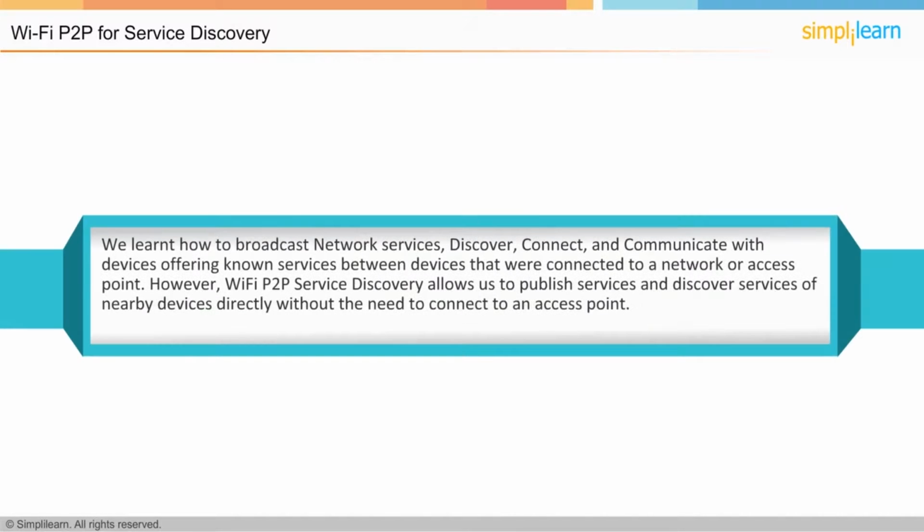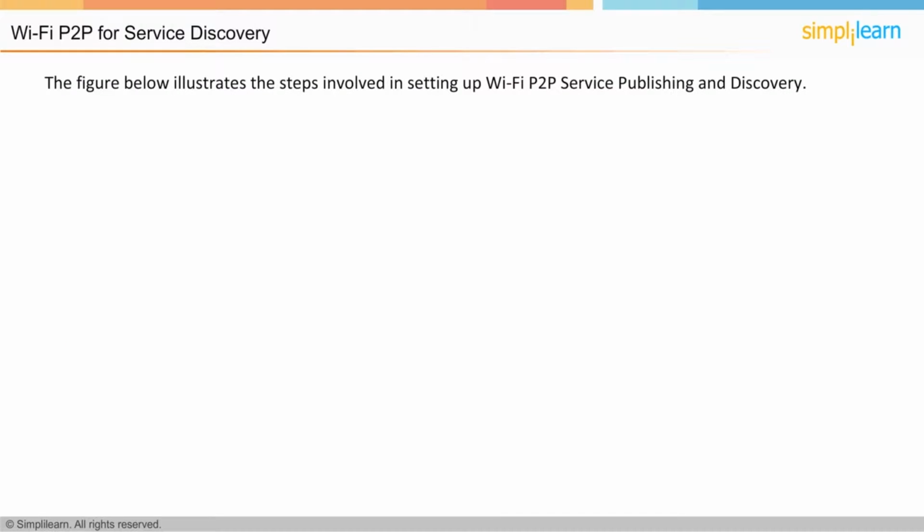Earlier in this lesson, we learned how to broadcast network services, discover, connect, and communicate with devices offering known services between devices that were connected to a network or access point. However, Wi-Fi P2P service discovery allows us to publish services and discover services of nearby devices directly without the need to connect to an access point. Steps involved in Wi-Fi P2P service discovery are quite similar to those in network service discovery. Following steps are involved in setting up Wi-Fi P2P service publishing and discovery.